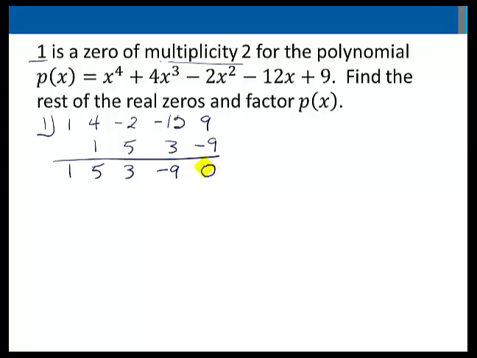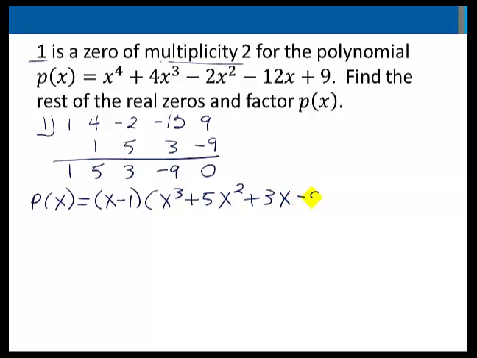So that's good. So we have factored p of x into x minus 1 times x cubed plus 5x squared plus 3x minus 9. Okay, I'm told that 1 is a zero of multiplicity 2. That means that I should be able to get another factor of x minus 1 out of here.